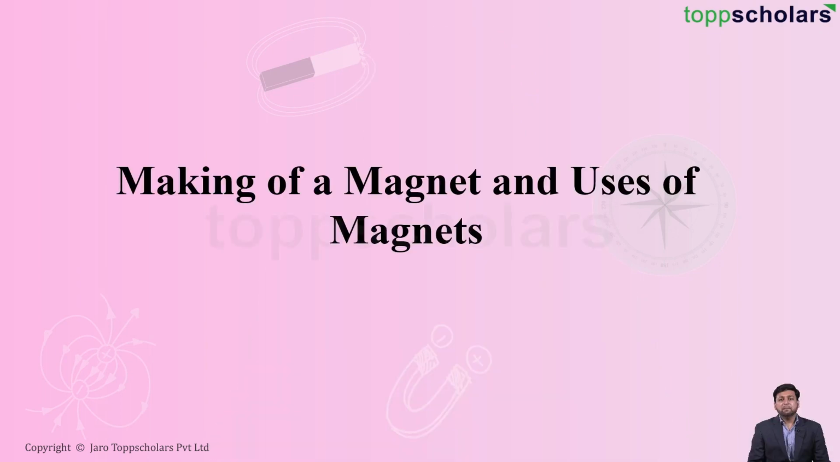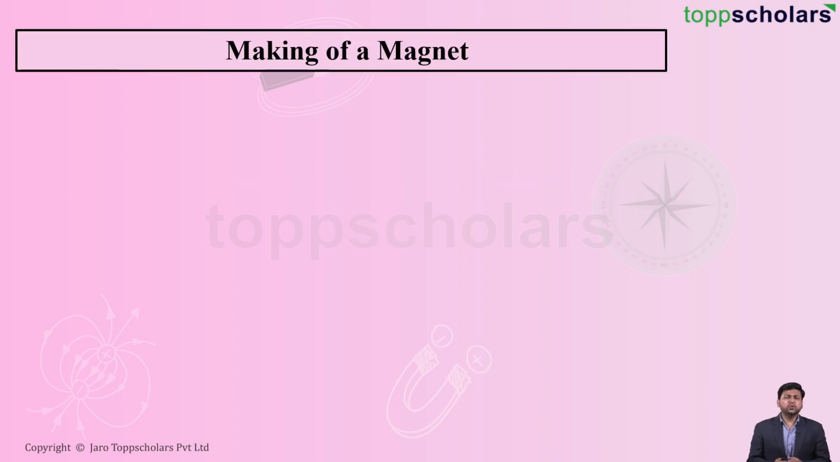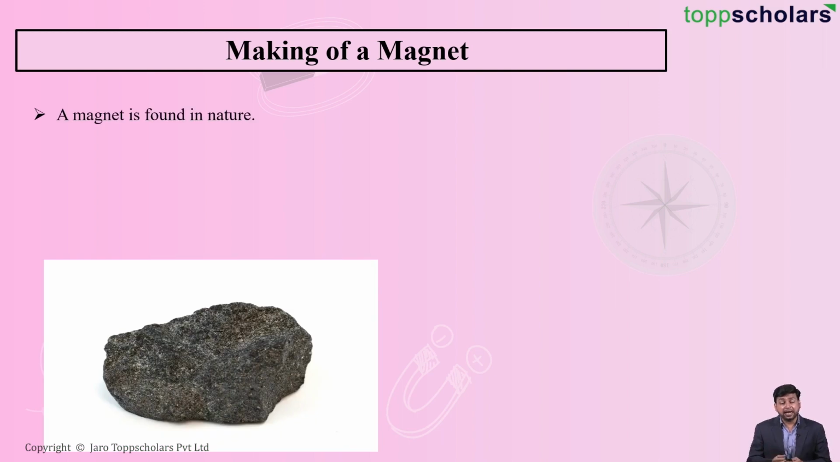Today we are going to discuss an interesting topic, and that is the making of a magnet and the uses of magnets. So students, let's start with your first topic, that is making of a magnet. So basically, what do you understand by the word making of a magnet? When you consider a magnet, it is nothing but a material which is found in nature. So this is nothing but an image of a raw magnet.